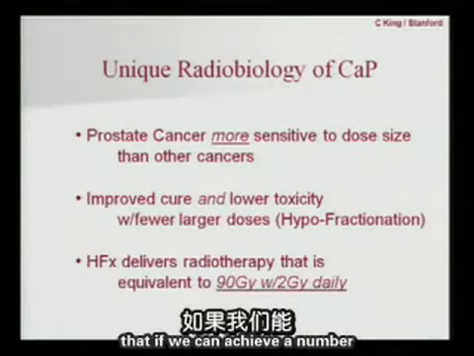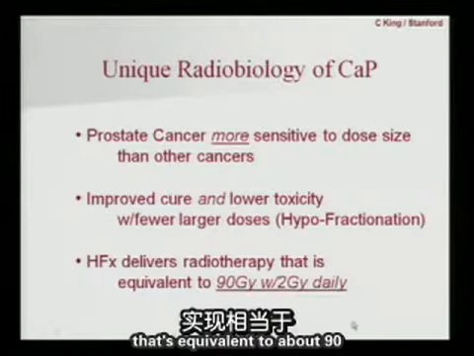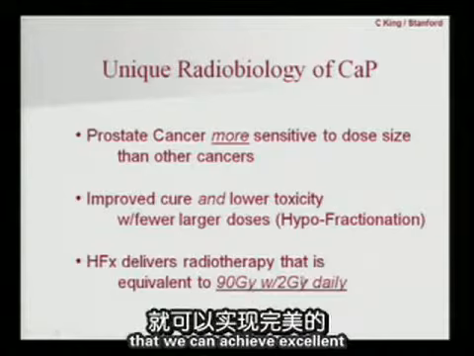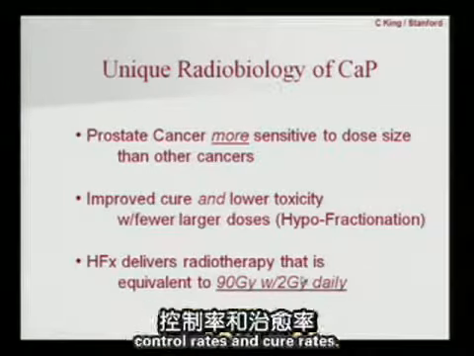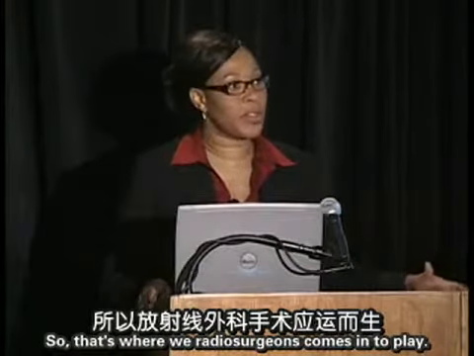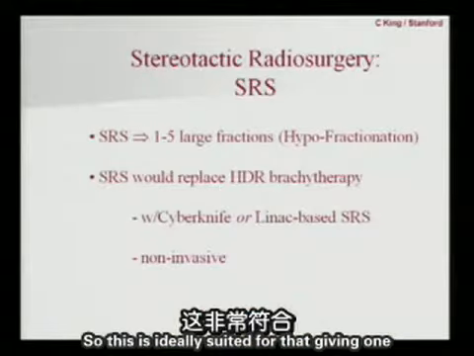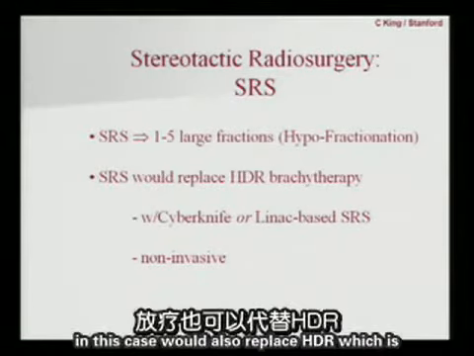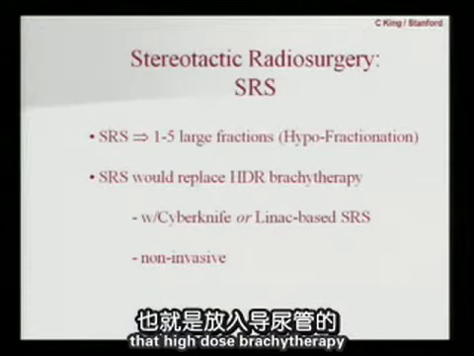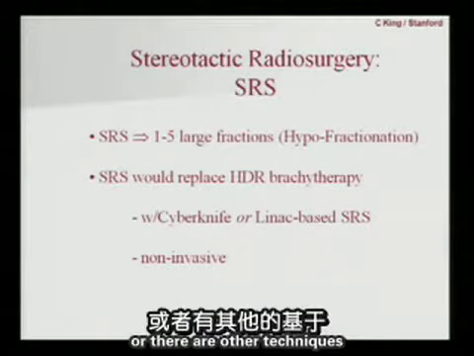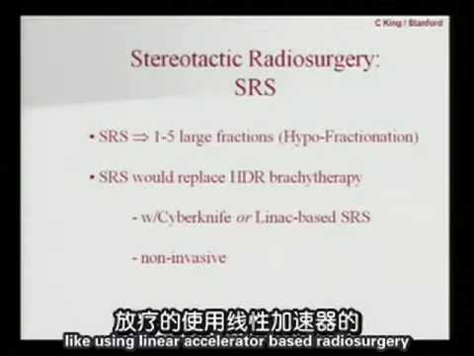And we believe that if we can achieve a number equivalent to about 90 of the conventional treatment dose, we can achieve excellent control rates and cure rates. So that's where radiosurgery comes into play. This is ideally suited for that, giving 1 to 5 large treatments. Radiosurgery in this case would also replace HDR, the high-dose brachytherapy where catheters are placed in. And you can use it with the CyberKnife, or there are other techniques of linear accelerator-based radiosurgery.